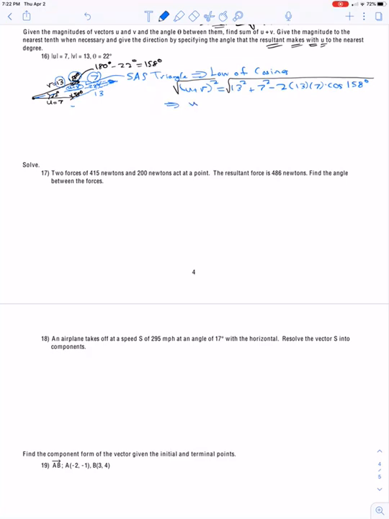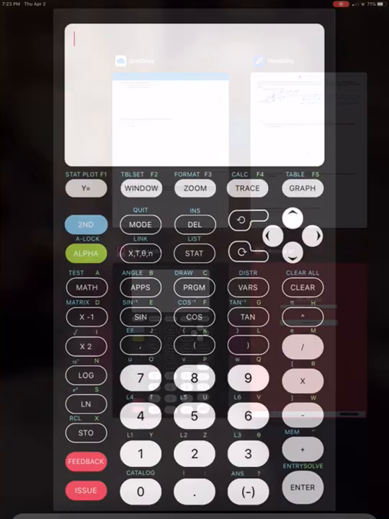Right? We're getting ready to find its magnitude, its length. So u plus v is equal to the square root of 13 squared plus 7 squared minus 2 times 13 times 7 times the cosine of 158 degrees. So remember, it says round to the nearest tenth. So let's go ahead and put that in our calculator.